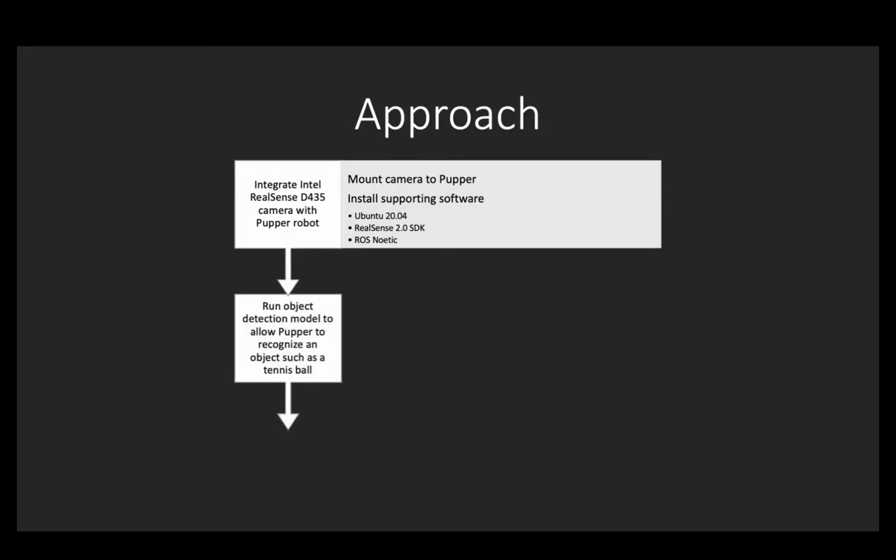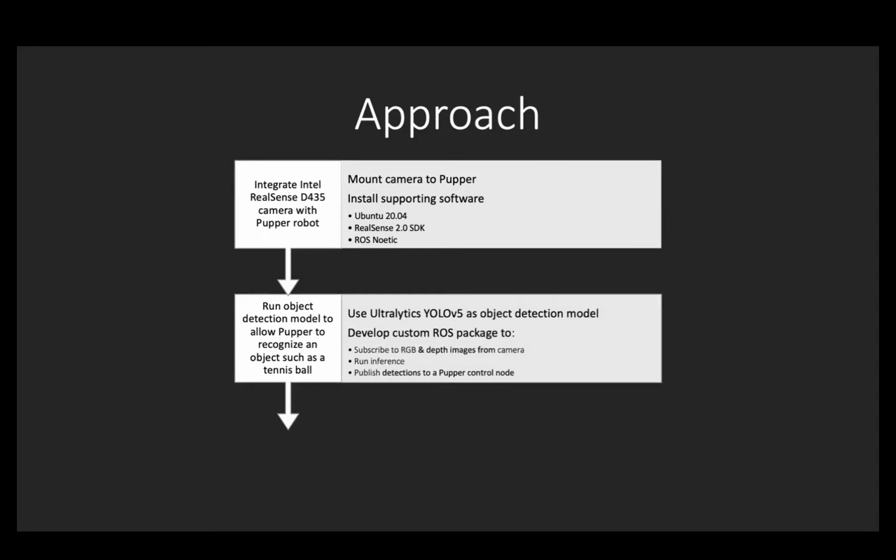Next, we needed to run an object detection model, which would give Pupper the ability to recognize an object such as a tennis ball. We did this by developing a custom ROS package using PyTorch and Ultralytics YOLOv5 as our model to run inference on RGB and depth images from the camera. We'll go into a little more detail on that in later slides.